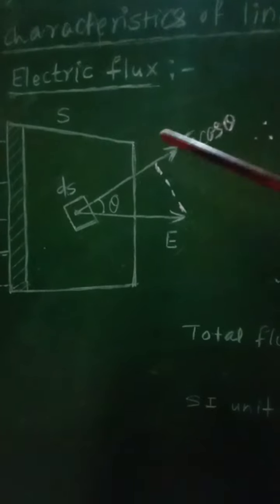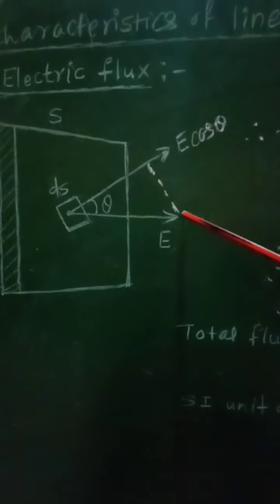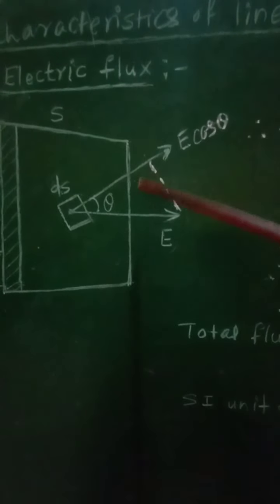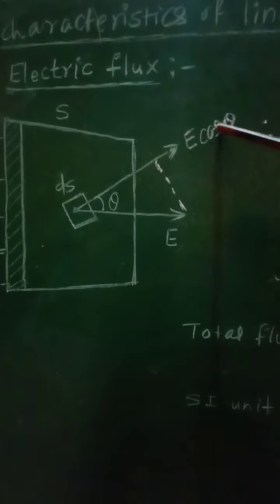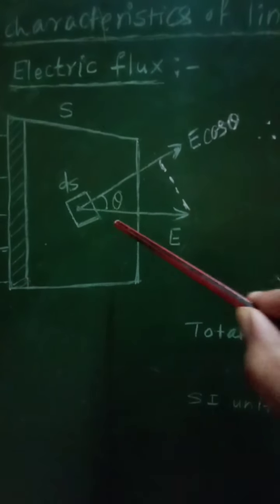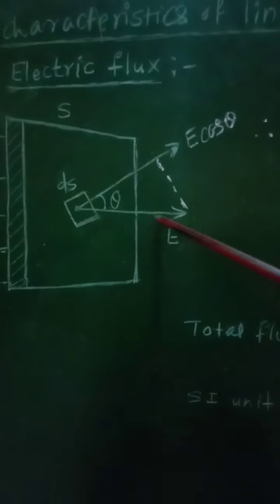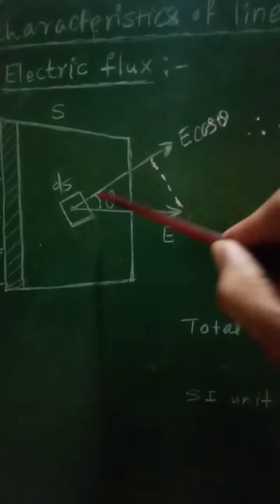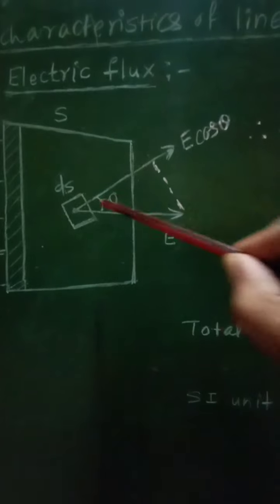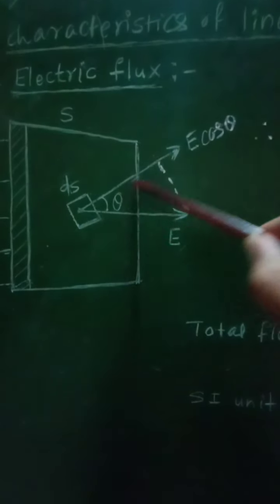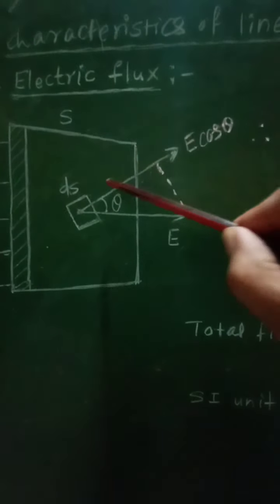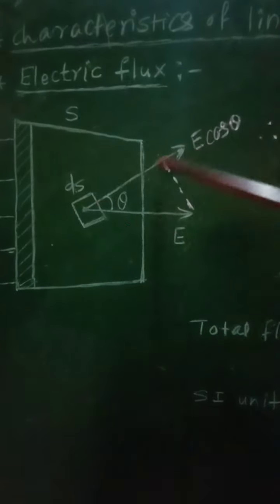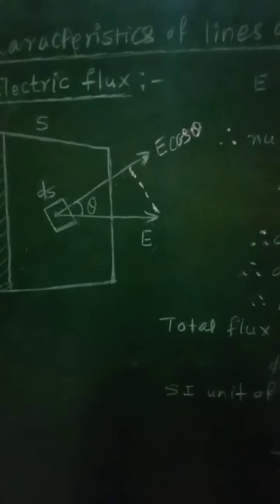If this angle is theta, let us draw a perpendicular on this component, and therefore this component will be E cos theta, because this angle is theta. E becomes the hypotenuse of that right angle triangle, and this adjacent side will be equal to the hypotenuse E into cos theta. So this component E cos theta is the component of electric field E which is perpendicular to the surface area ds.